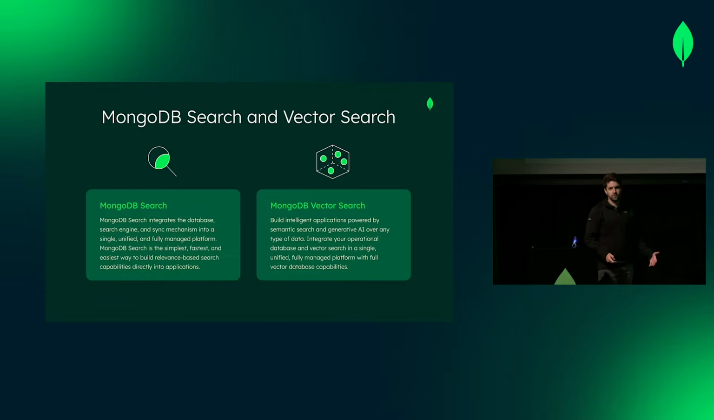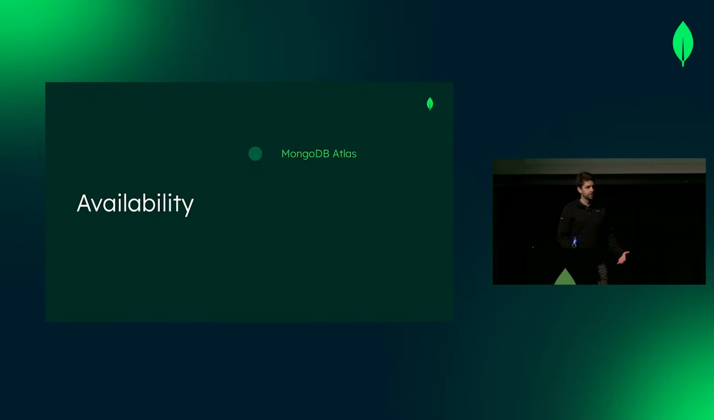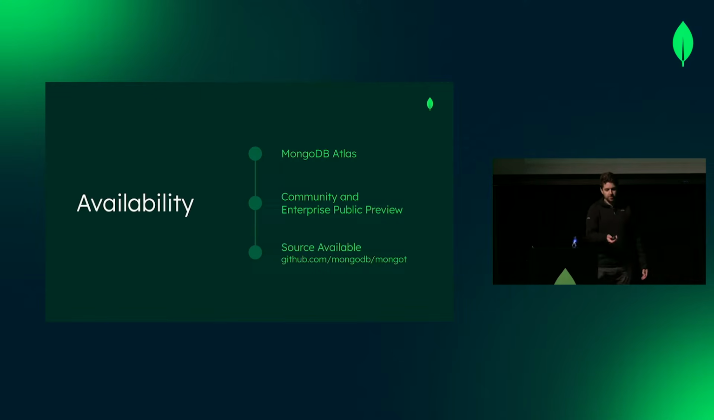Historically, both search and vector search have only been available on MongoDB Atlas. Last year, we launched a public preview of support for community and enterprise. And today, I'm really excited to announce that we've made source available MongoT, which is the engine that powers search and vector search. So go check that out later today when you have some time between sessions. I'm really excited to make the great work that the team's been working on available for everyone to see. We're going to talk a little bit about some of the design principles that went into building search and vector search, and then we're going to check out how MongoT works underneath the hood.